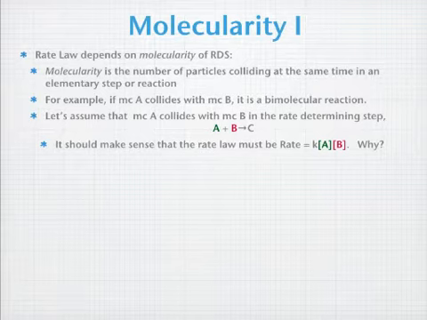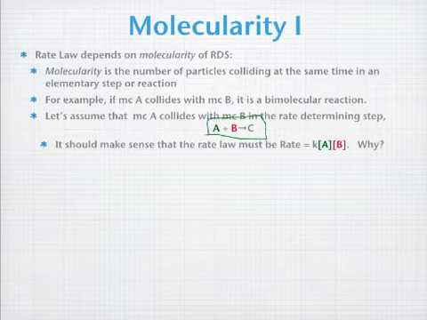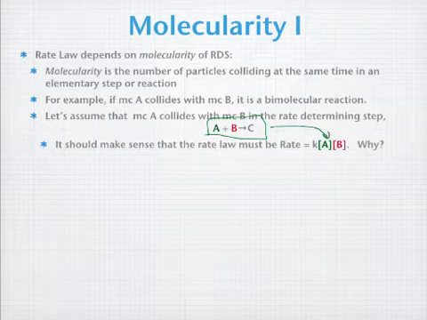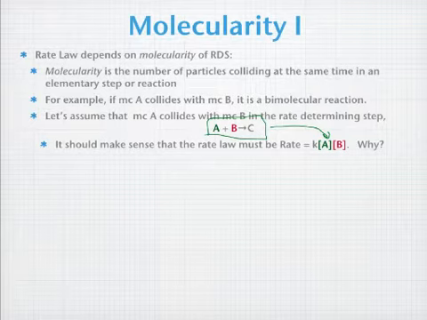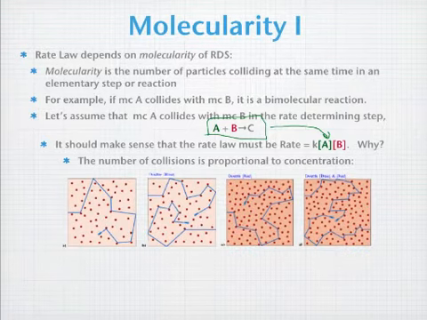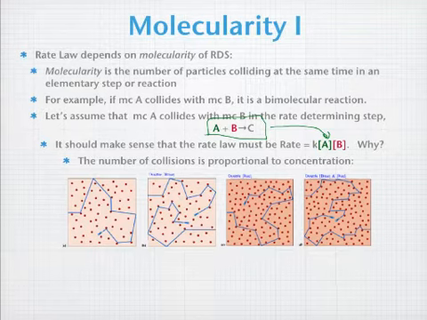So if we assume that molecule A collides with molecule B in the rate determining step, then the rate determining step should be A plus B giving C. And it should make sense that from this step the rate law should be proportional to the concentration of A times the concentration of B. This is because, as we saw in yesterday's lesson, the number of collisions is proportional to the concentration.